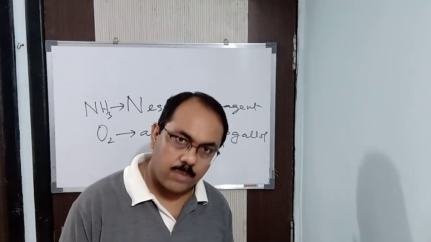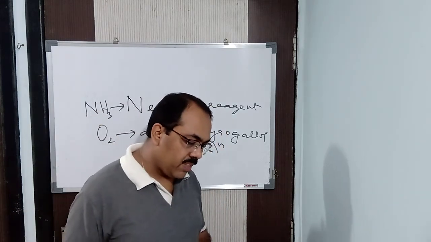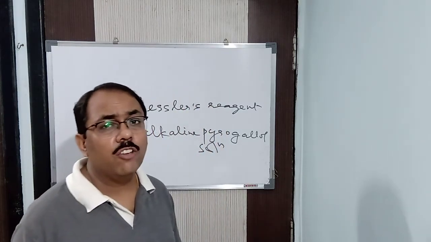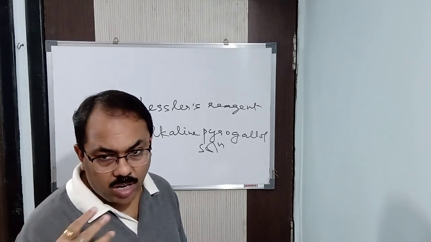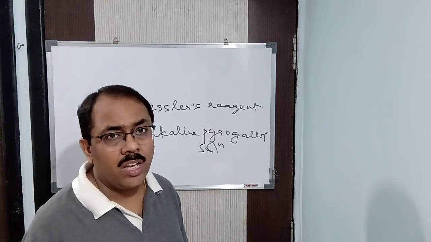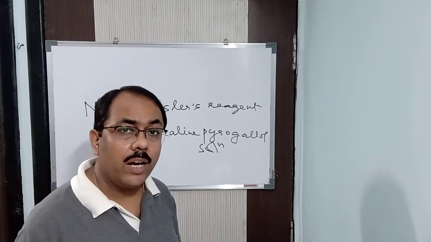You heat it, and it is separated. Got it? In this way you can separate it. Another method is preferential liquefaction. If the two components are such that one liquefies faster than the other, like ammonia and hydrogen, ammonia liquefies faster compared to hydrogen.